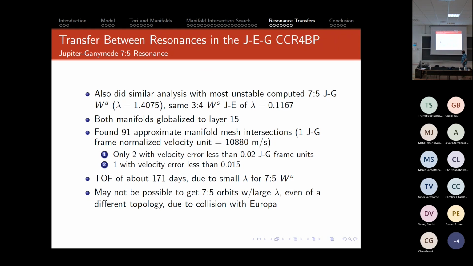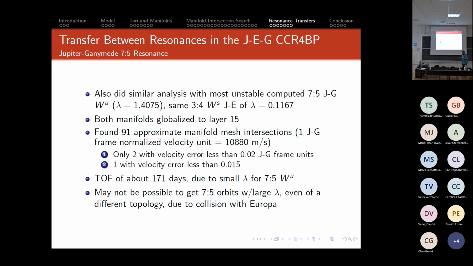We also, just to mention, did a similar study with Jupiter-Ganymede 7.5, and we found here the unstable multiplier was only about 1.4 because these come closer to Europa, and the perturbation gets stronger quicker. And so we globalized these to layer 15, but only found a few approximate intersections with small errors in velocity. And the time of flight is also very large, so we don't think that 7.5 is going to be as useful here as the 4.3. We think that the 4.3 is probably where it's best to look more.